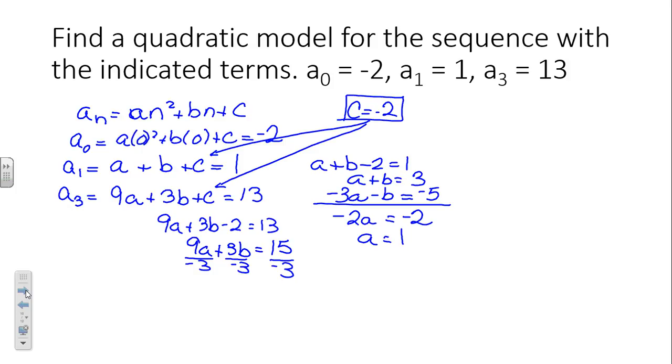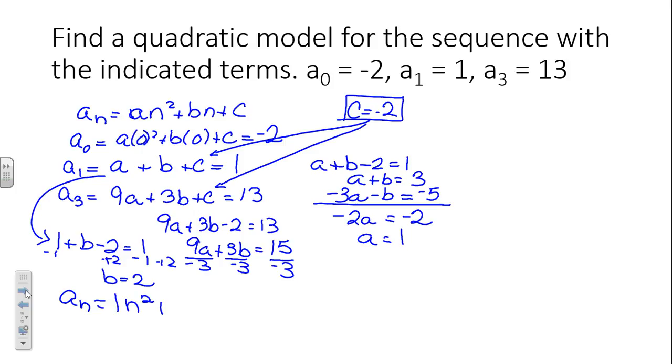And now that we know that a is 1, we plug it back into either of the 2 equations. This is probably the easiest. So 1 plus b minus 2 has to equal 1. So what's b? These guys are gone, right? Subtract 1 from both sides. And the 2 has to come to the other side. So b is 2. So our quadratic model for this is a sub n equals a times n squared plus b times n plus c.